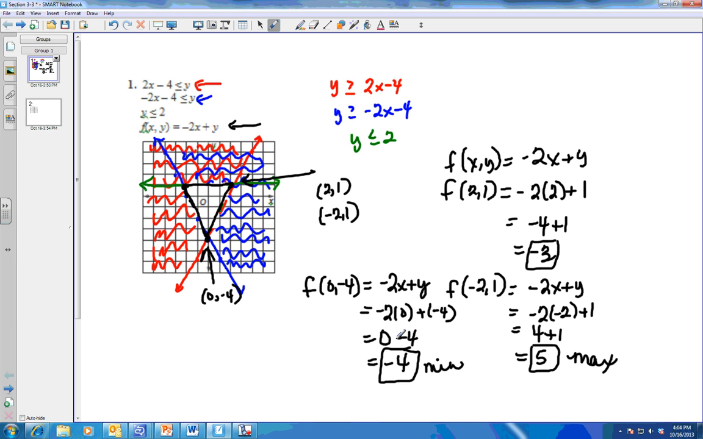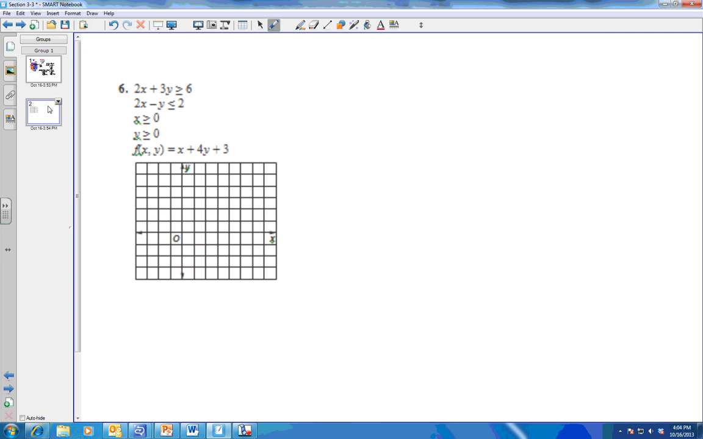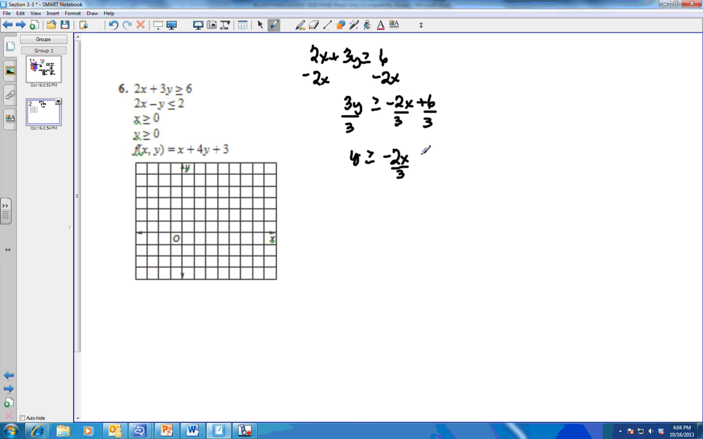Okay, so let's do one more to make sure you got the hang of it. This is number 6. All right, on number 6, I first need to solve for y. So I'm going to write down my first equation. 2x plus 3y is greater than or equal to 6. I'm going to subtract 2x from both sides. So 3y is greater than or equal to negative 2x plus 6. And I'm going to divide by 3. So y is greater than or equal to negative 2x over 3 plus 2. So that's my first inequality I'm going to graph.